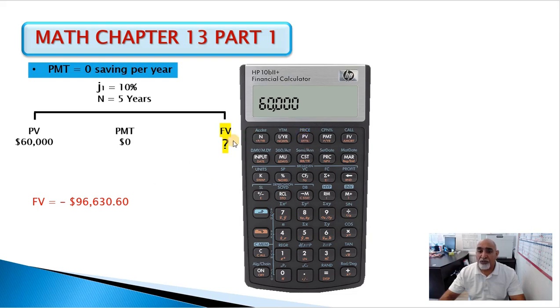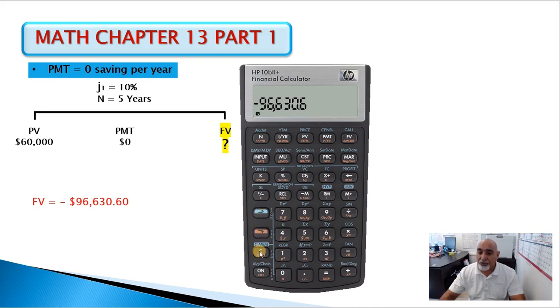And what are we looking for? FV, press FV, and that will give you 96,000. So if you take 60,000, invest 60,000 for 5 years, at an interest rate of 10% compounded annually. 1 means compounded annually, 10% per annum per year. The end result is you will have $96,000 in your bank account. Don't worry about the minus for now, just hang in there for a second.